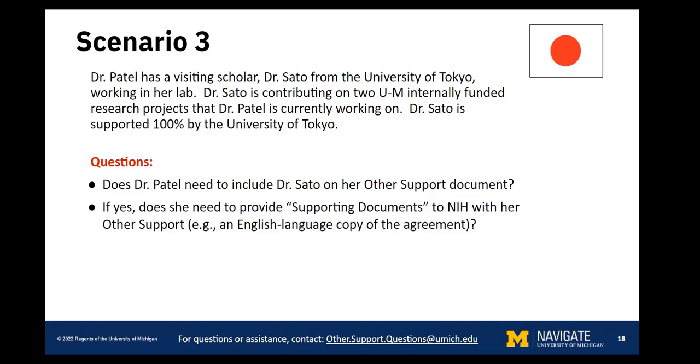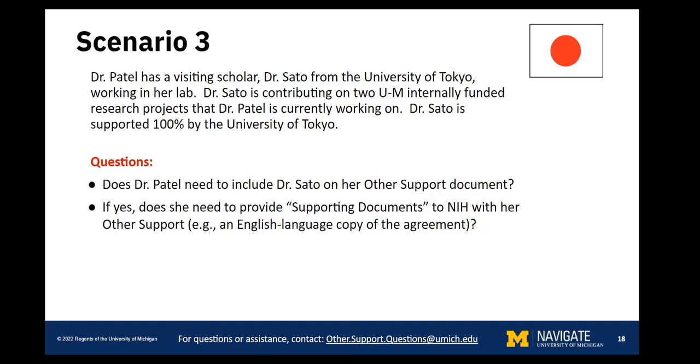And this is a very sort of difficult answer to explain, but it really comes down to the language that NIH uses in the requirements for the other supporting documentation, the supporting documents are required in regard to an investigator's appointment, affiliation, or employment. So U of M's current interpretation of NIH's language is that a supporting document only needs to be included if it is in regard to the U of M investigator's appointment, affiliation, or employment.